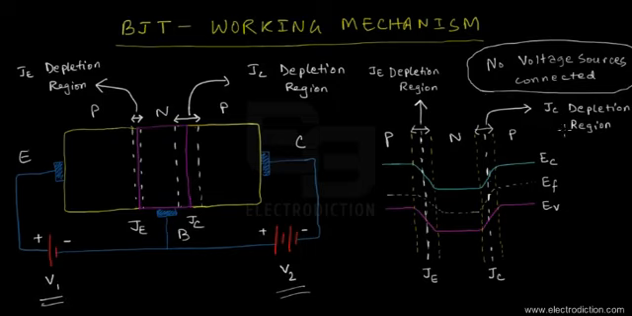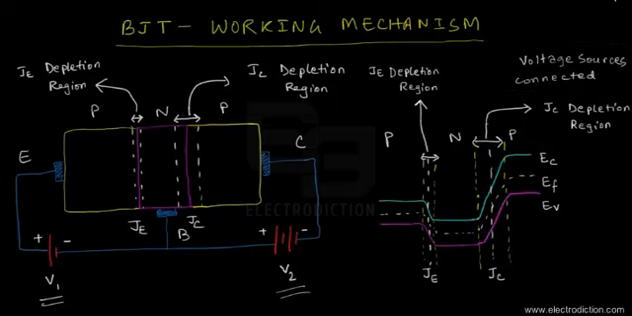But as soon as you connect voltage sources across a PNP type BJT, this energy level diagram would change and look something like what you can see in this diagram on the right.